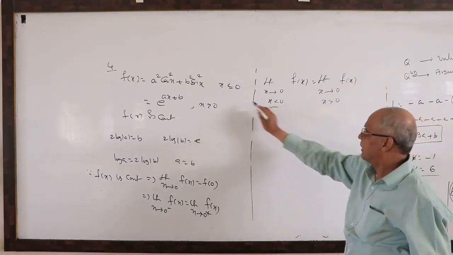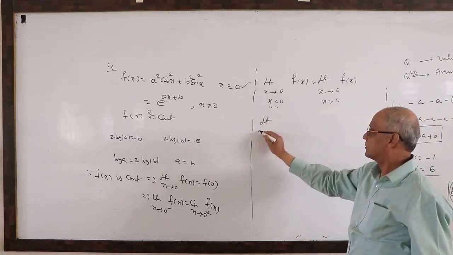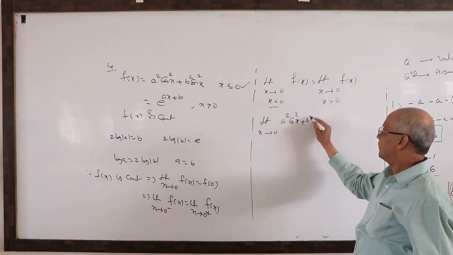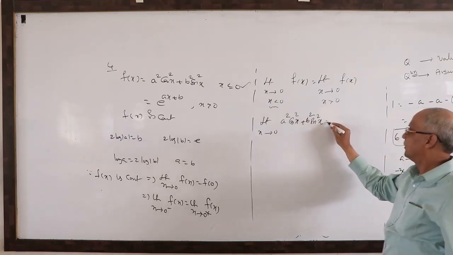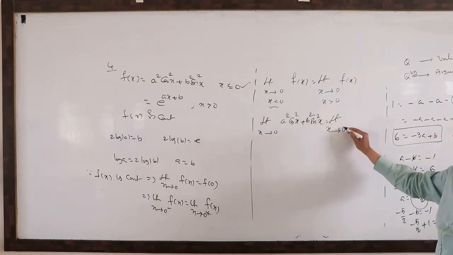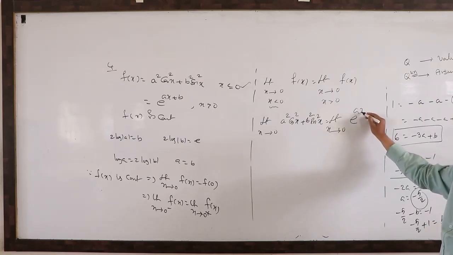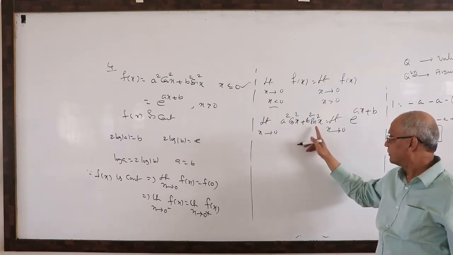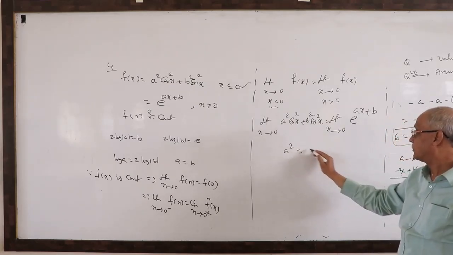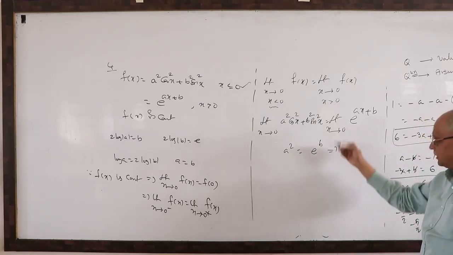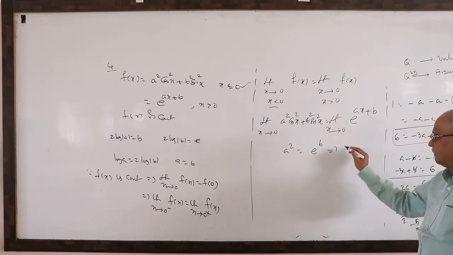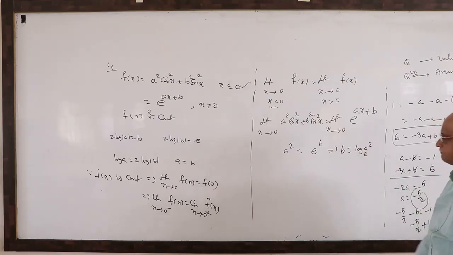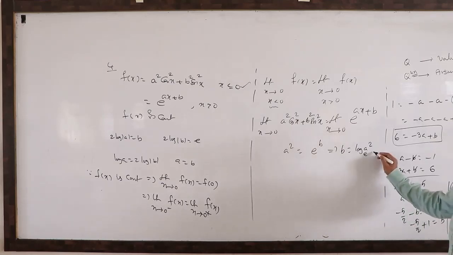When x less than 0, what is function? X tends to 0, a square cos square x plus b square sin square x is same as x tends to 0, what is x power to e power ax plus b. Now put x is 0, exist or not? Cos 0 is 1, sin 0 is 0. That means a square is equal to e power b. By definition of logarithm, what is b value? Log a square base e. Is one answer is finished.